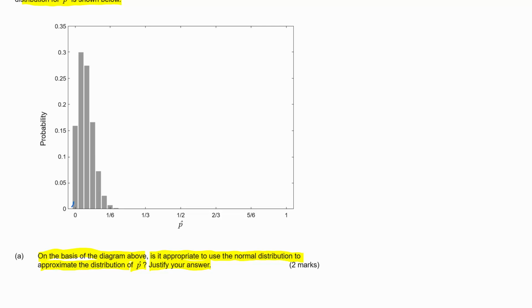Well, we can see that this distribution is positively skewed, albeit not by much, but it is positively skewed. So the answer you should give here is no, and the reason is not symmetric. You probably should put those in an actual sentence, but that's the gist of it.